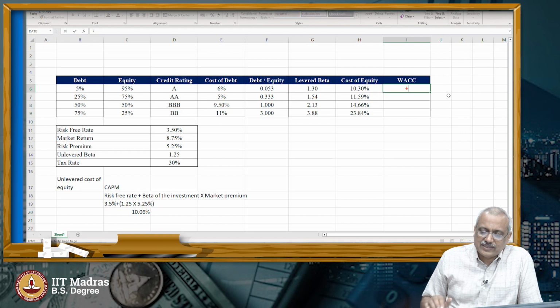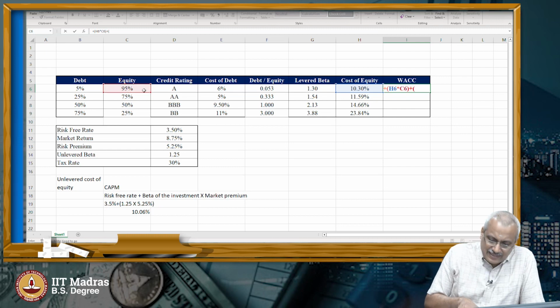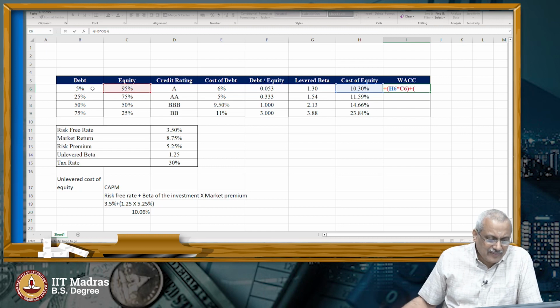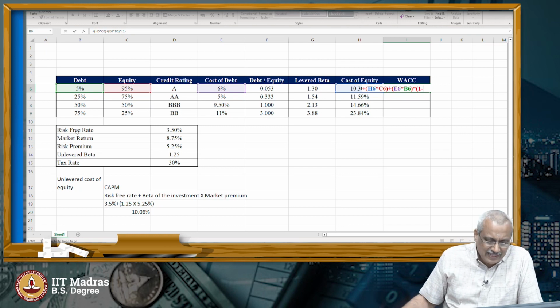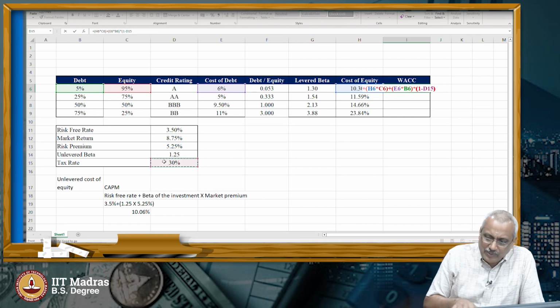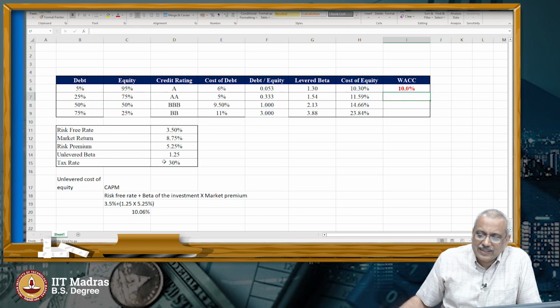What is weighted average cost of capital? It is cost of equity into percentage of equity, plus cost of debt into percentage of debt, into 1 minus the tax rate, and that is all. That will give me the weighted average cost of capital.